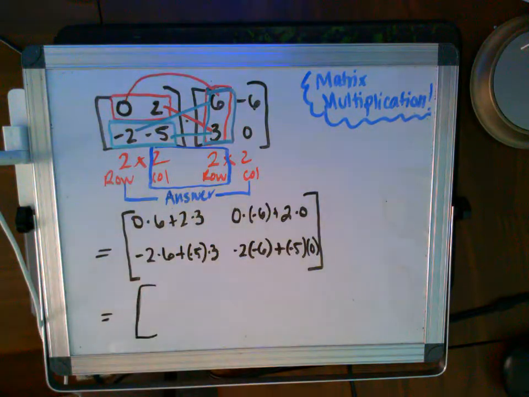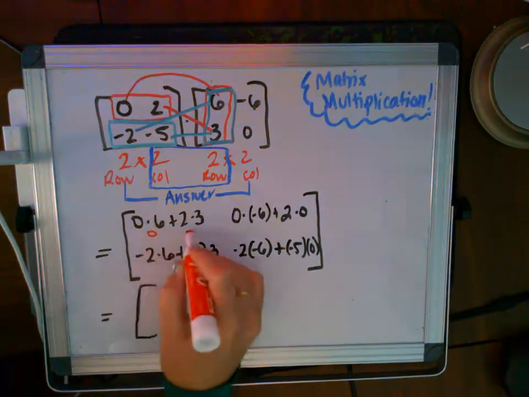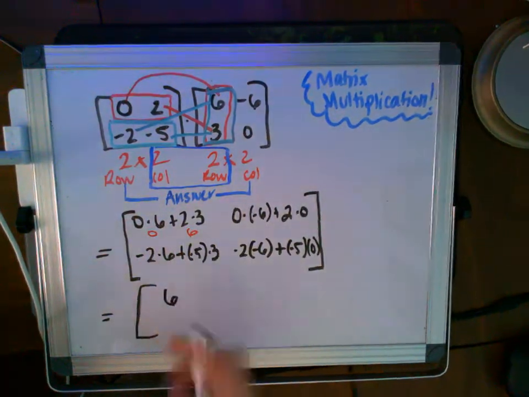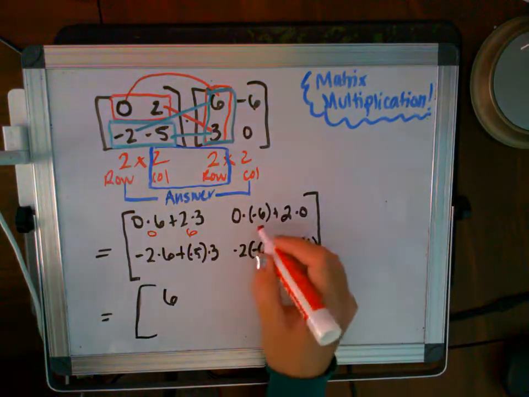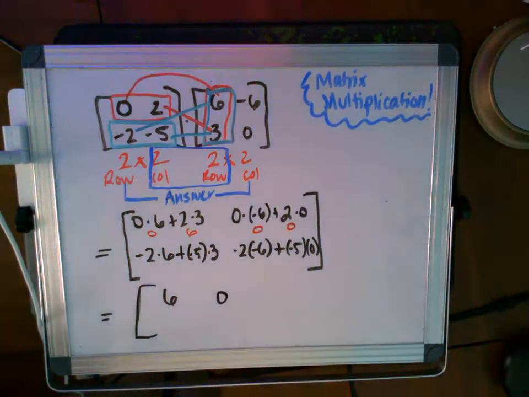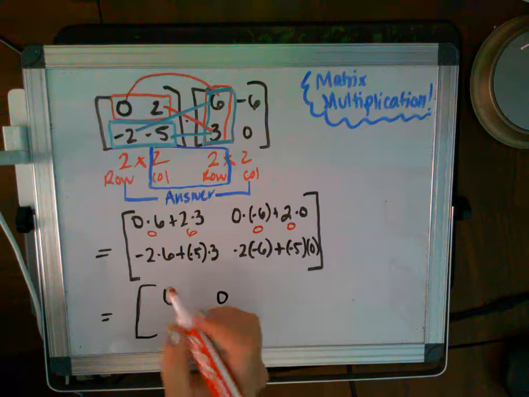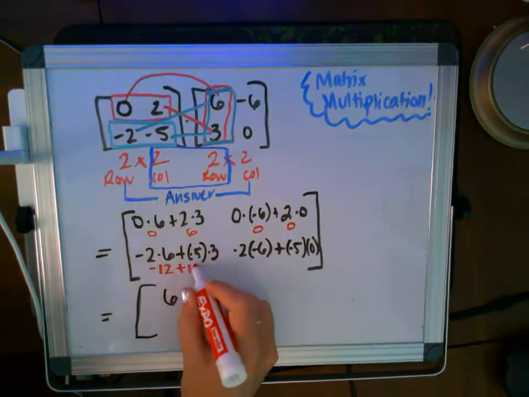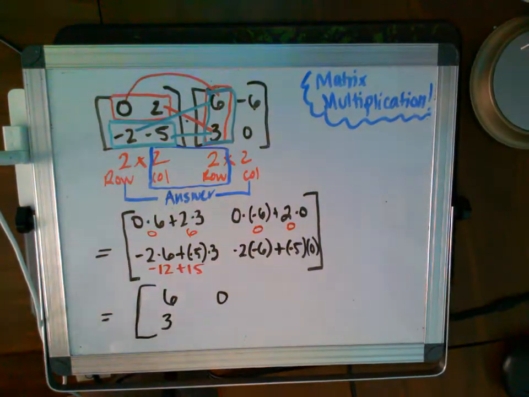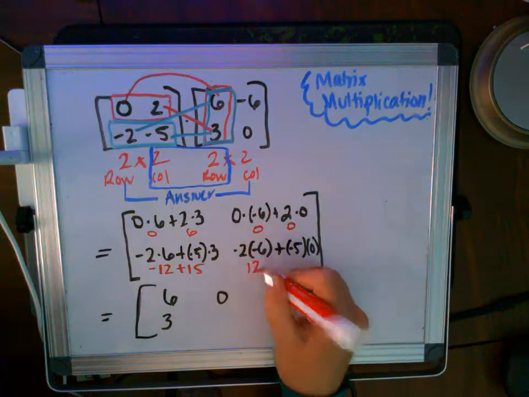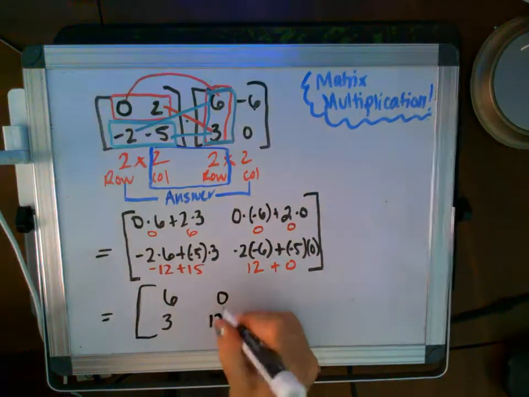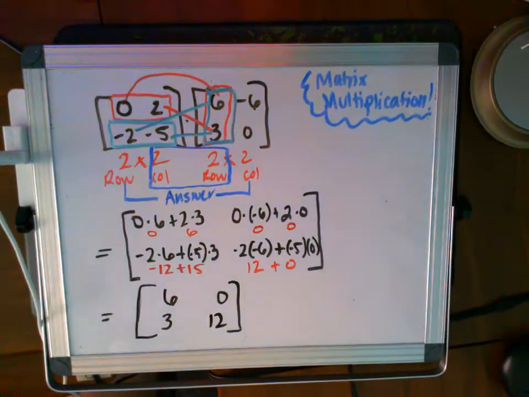Okay, so now let's finish off our problem. I'm going to quickly simplify these. This is 0 and 6, so that's going to give us an answer of just 6 for row 1, column 1. And then this is 0 and 0, so that's just 0. Then this looks like negative 12 plus 15, so that's going to be positive 3. And then we've got positive 12, and that's just 0, so 12. And that is our final answer for our matrix.